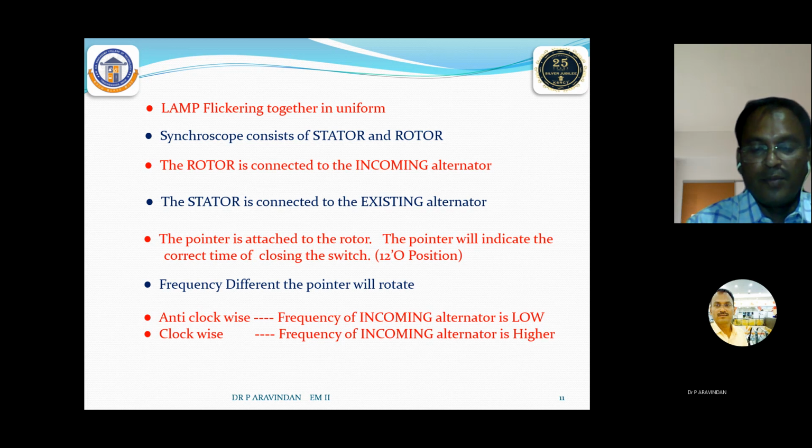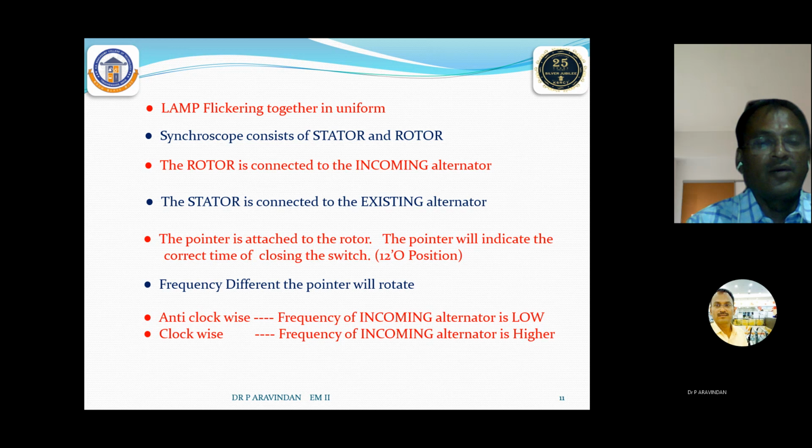It consists of a rotating pointer, which indicates the exact moment of closing the synchronizing switch. If the pointer rotates in the anticlockwise direction, it indicates that the incoming machine is running slow, whereas clockwise rotation of the pointer indicates that the incoming machine is running fast. The rotation of the pointer is proportional to the difference in the two frequencies. The pointer should rotate at a very low speed in the direction of the arrow marked fast, as shown in the figure. Then we find the exact center position of the pointer, and we can close the switch.